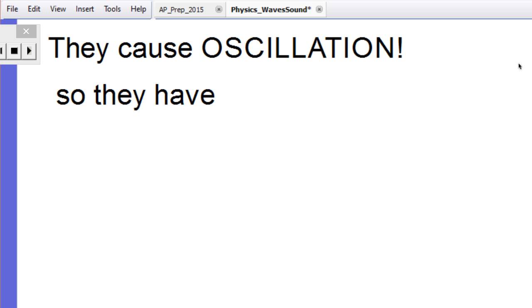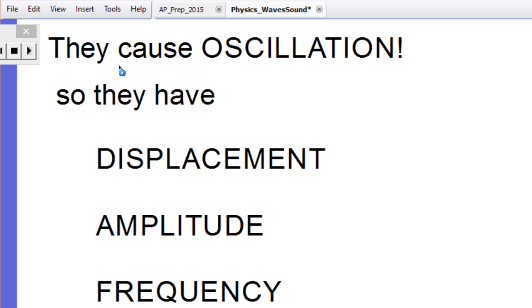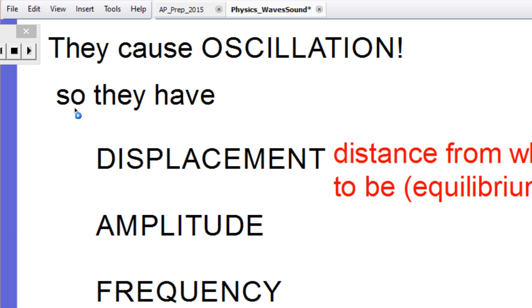So they cause oscillation, which means everything that we've been learning about in this last unit, we're learning about now. They have displacement, they have amplitude, they have frequency, and they have period. So, in case you don't remember what those things are, displacement is the distance from where they want to be, equilibrium. So, on a spring, that was, well, where is it now? What is the distance between there and the equilibrium point of the spring? The equilibrium point is flat.